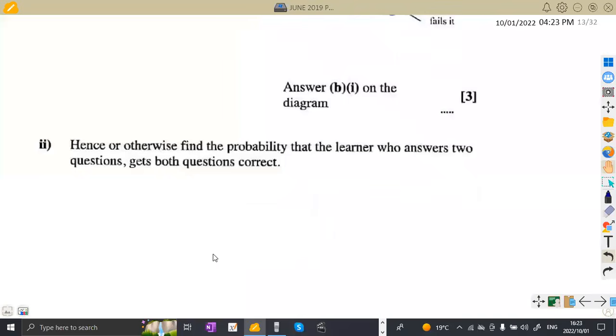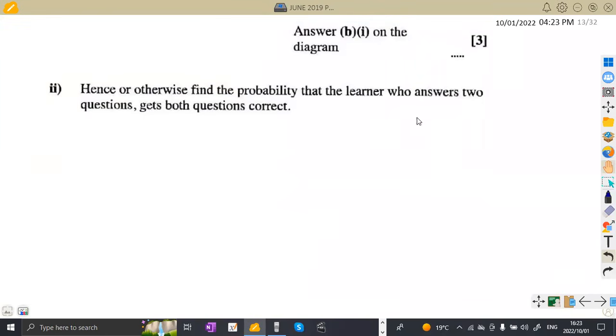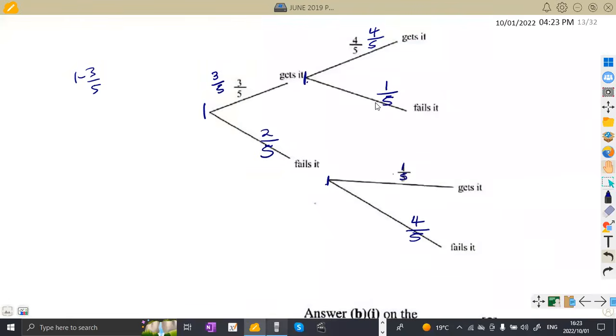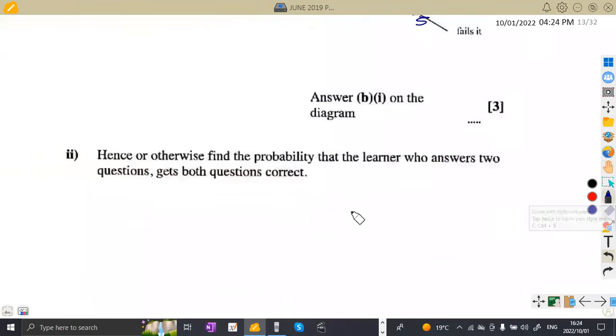Therefore, what is the other question? Find the probability that the learner who answers 2 questions gets both questions correct. So we want where this learner is getting all the questions correct. So which means we're talking about here, the first one, getting it correct, and also getting the second correct. So this is where we have got the learner getting it correct. So it's going to be 3 over 5 times 4 over 5, which is going to be 12 over 25. So that's it, or you can write it as a decimal, depending on what you actually want.